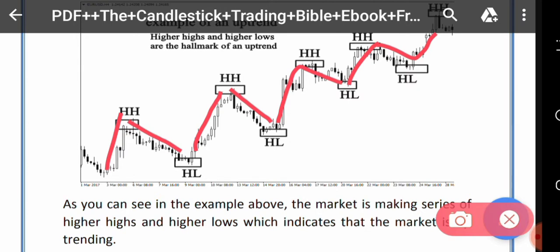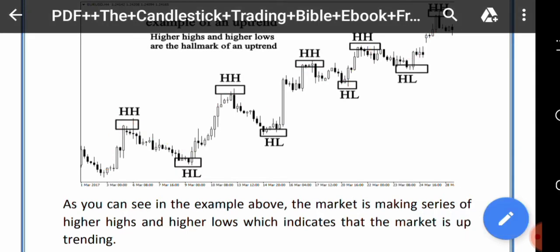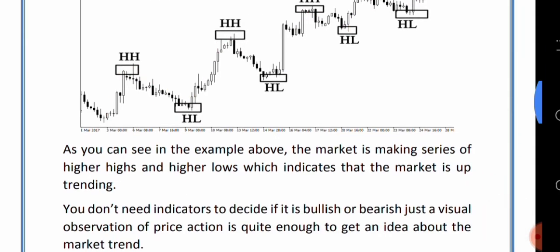I can't say more than this. It should be understandable. So let's move on. As you can see in the example above, the market is making a series of higher highs and higher lows, which indicates that the market is uptrending.